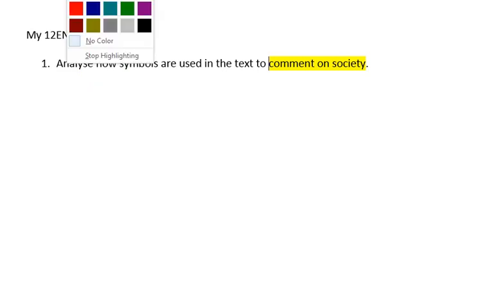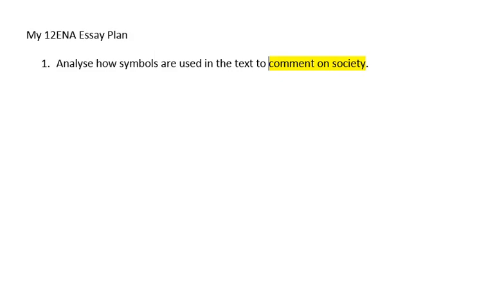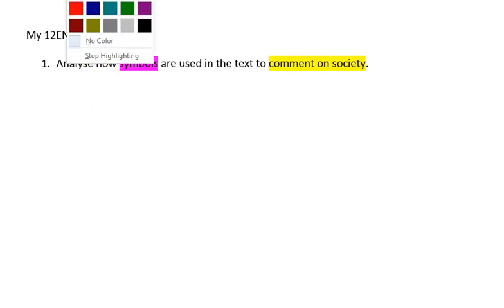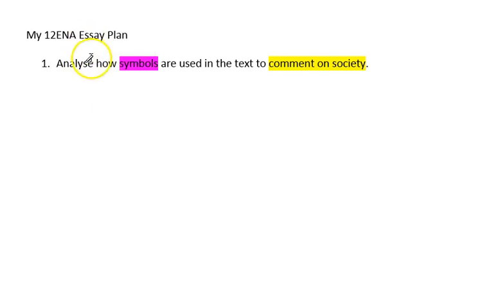Now, how are we actually going to show people that? How are we going to show them that this text is about this particular comment on society? Well, we're going to use the symbols in the text. And what we're going to do is analyze them. We are essentially going to break them down one by one to show how each symbol basically presents a comment on society.